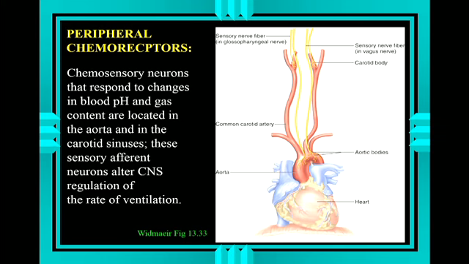Now, they are nerve cells because, as you know, the best way to communicate rapidly between point A and point B in the body is via nerves. These are sensory nerves responding to partial pressure of oxygen changes, particularly.